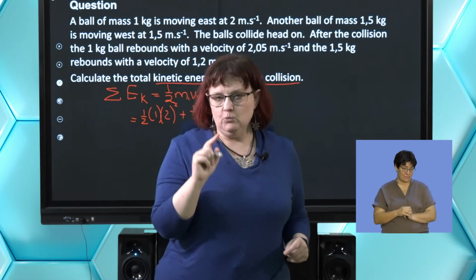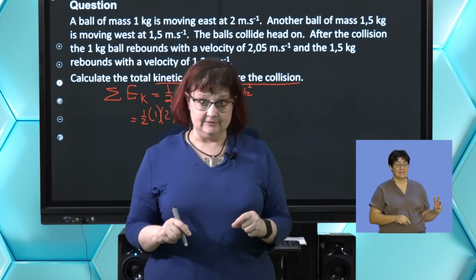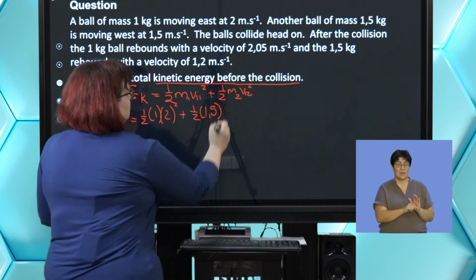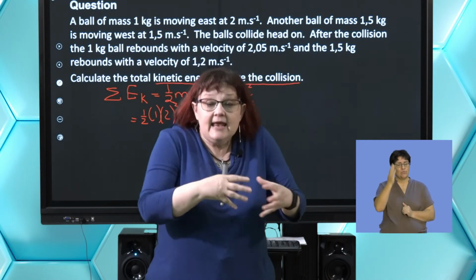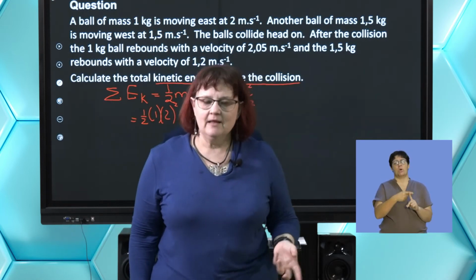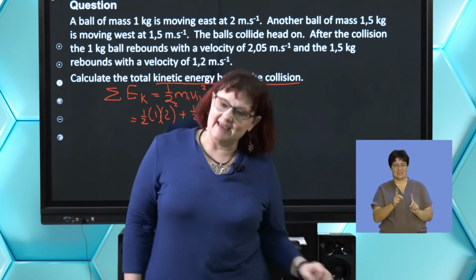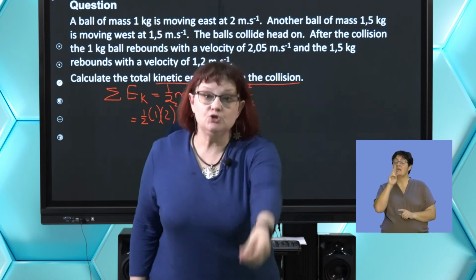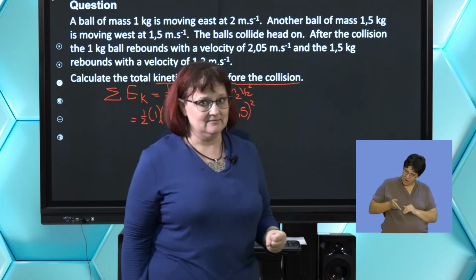Its velocity was west. West is negative. I have to substitute in the negative. I know that when I go 1.5, negative 1.5 squared, I'm going to get a positive answer. That's not the point. Velocity is a vector. When I substitute in the vector, I have to keep the negative as part of that.